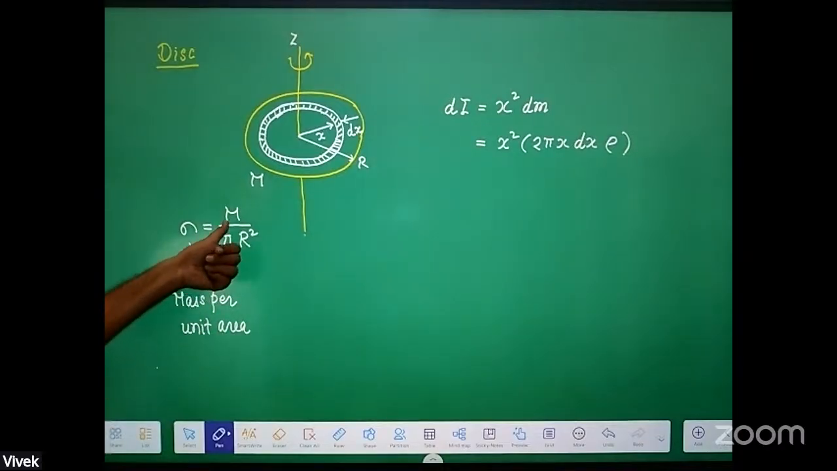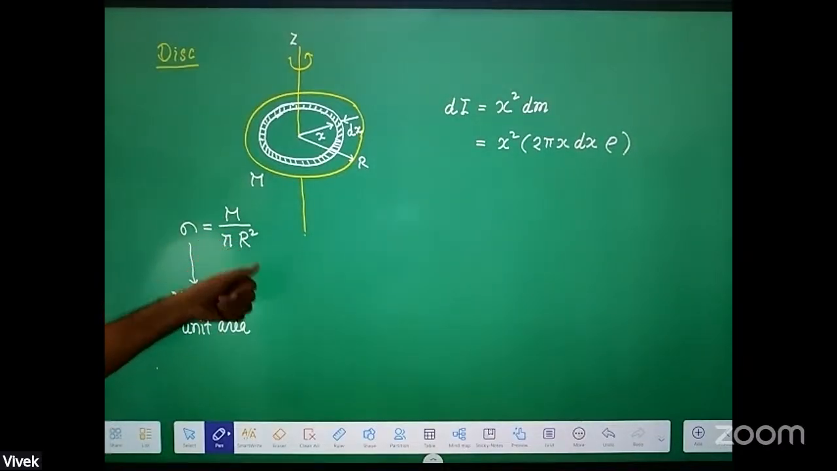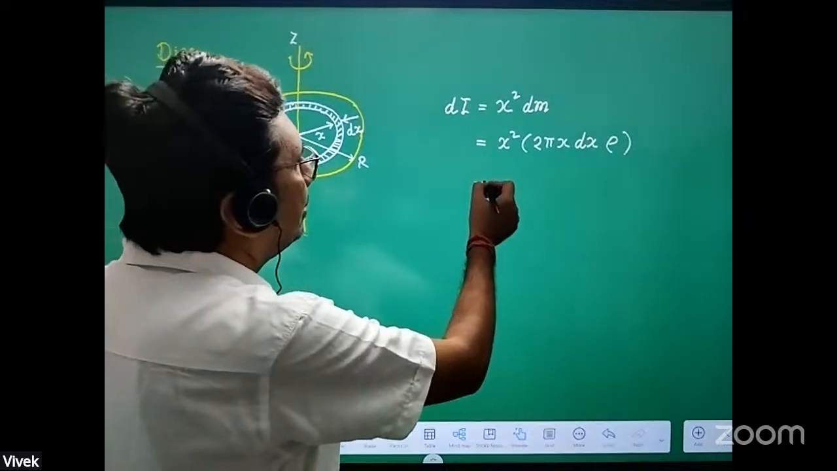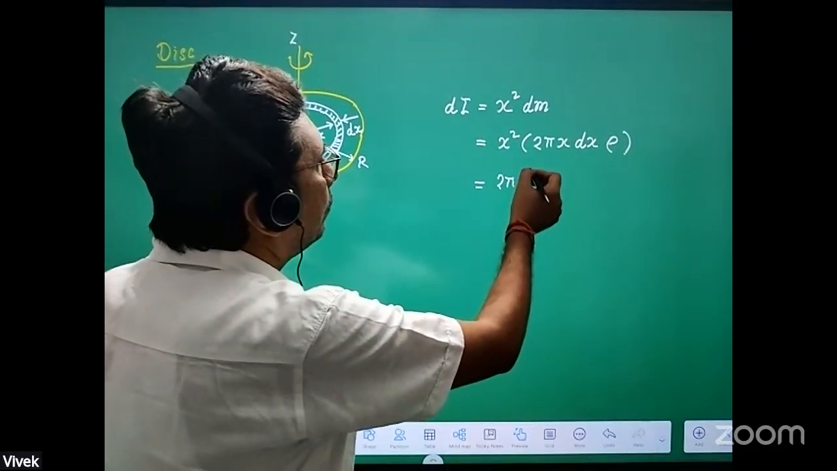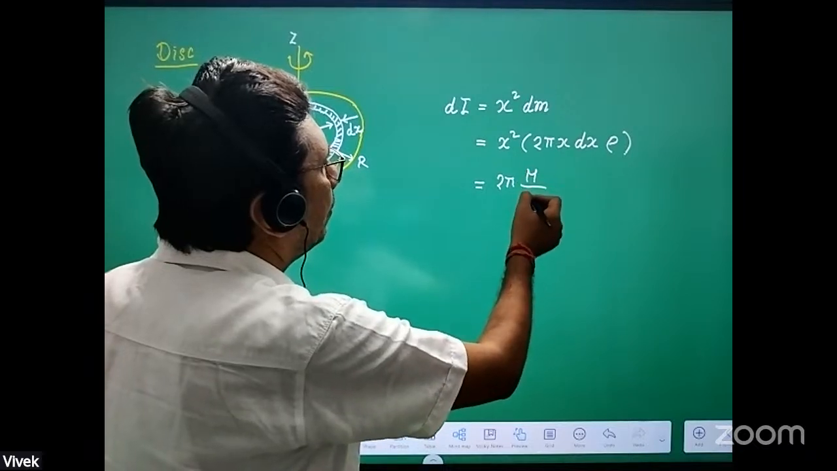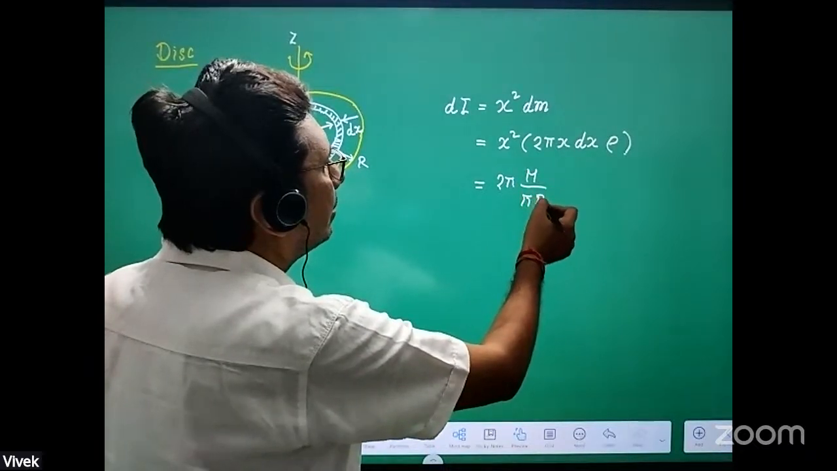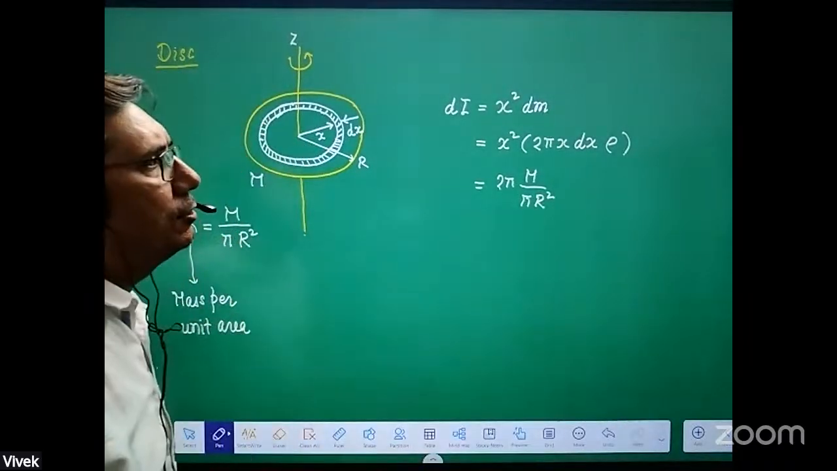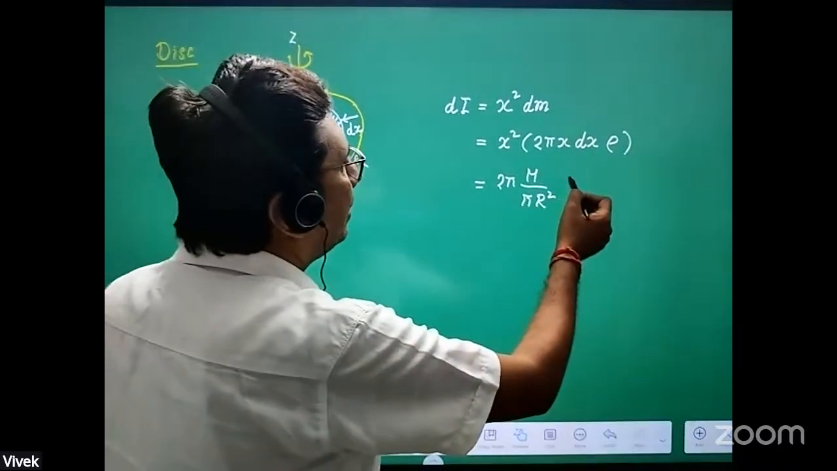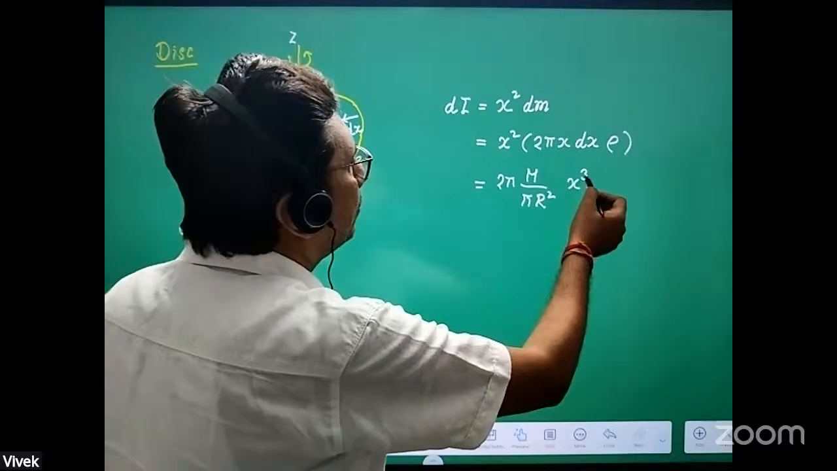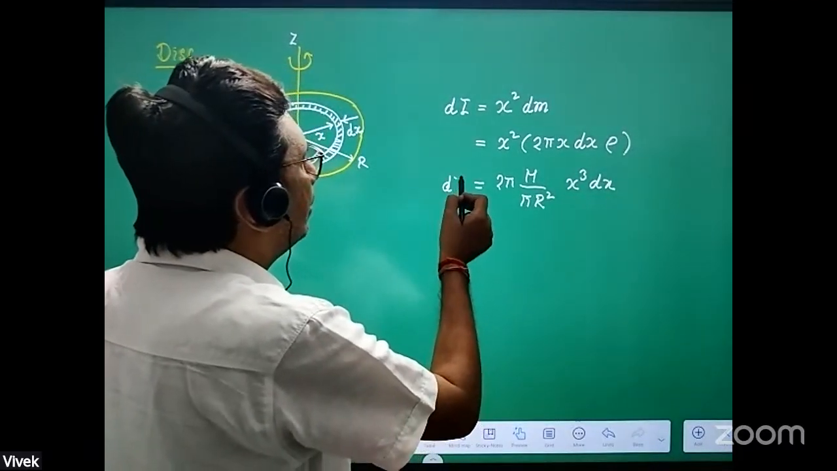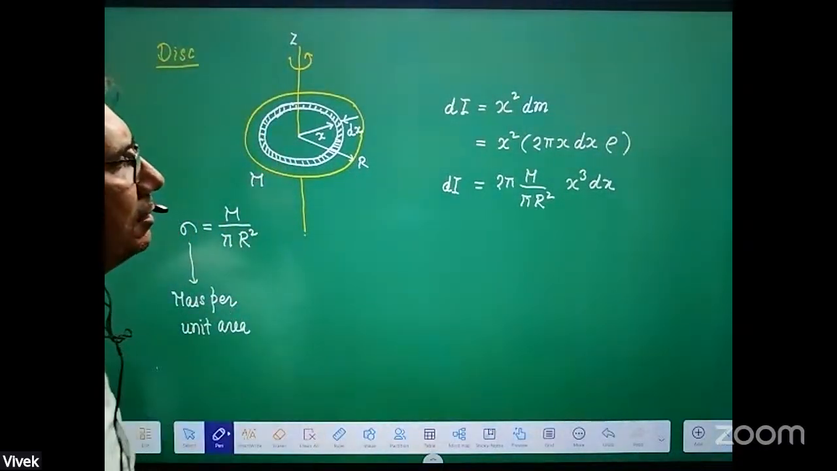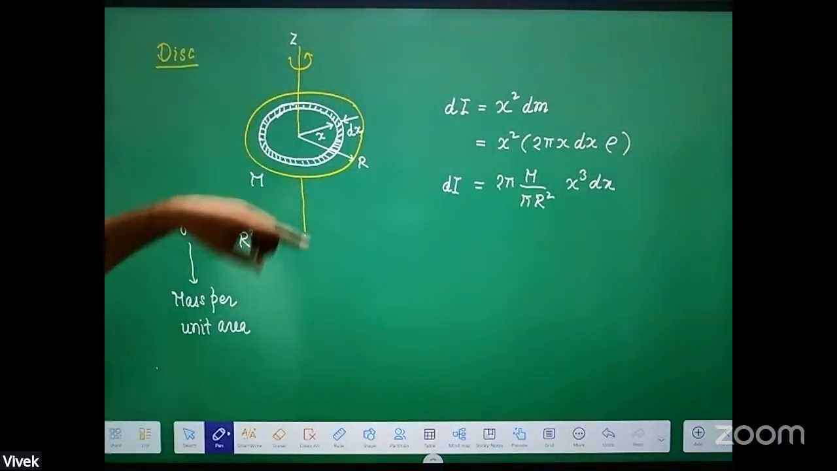Rho is known to you. So in place of rho, I am writing m upon pi r square. So here, this 2 pi is a constant. In place of rho, I can write m upon pi r square. Integrate, this will be x cube into dx. And this will be di. So this is the moment of inertia, okay, of this strip.